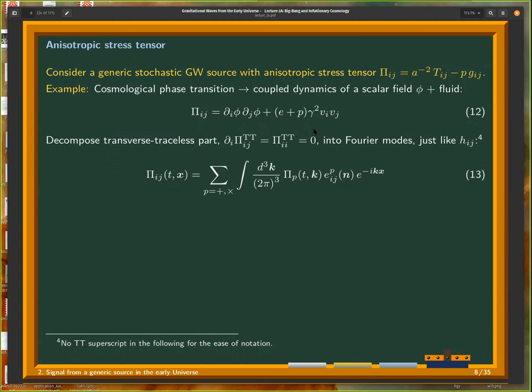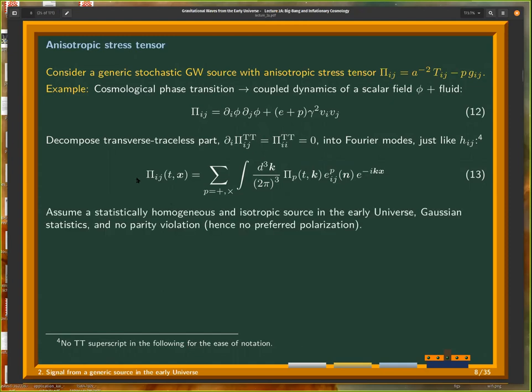In the following, I now want to write down the equation of motion in Fourier space and also solve it in Fourier space. It turns out to be convenient to transform everything into Fourier space. I want to do this also here for the anisotropic stress tensor. Then I find this relation with some Fourier modes, a polarization tensor, and these plane waves. Just as a short comment, this really is supposed to be already the TT part, but I will drop the TT superscript in the following for ease of notation. Yesterday we have seen how we can obtain this transverse traceless part by means of a projection operator. If you want to look it up again, this is in the slides that we discussed yesterday.